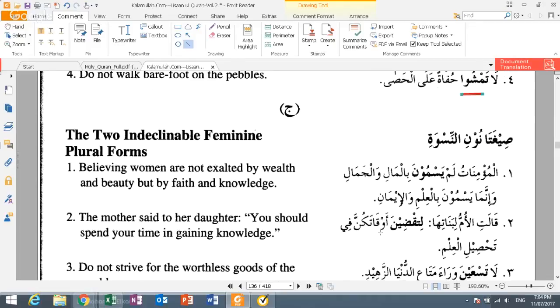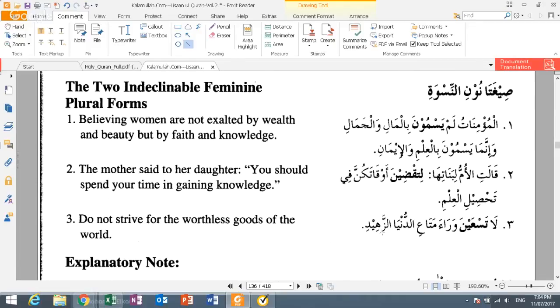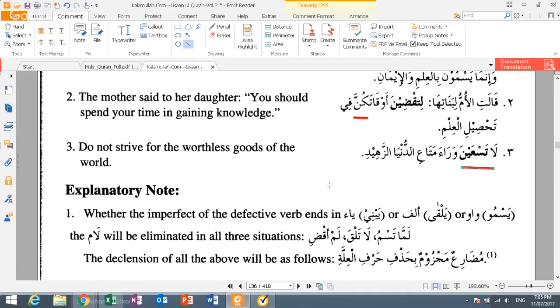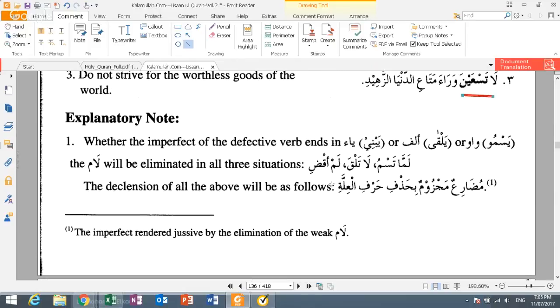And then again, the noon of tamam will remain the same. This one, okay, see here. You can see the noon, we cannot change the noon. The noon will remain the same there. Okay. So now just read it. So say the alif.